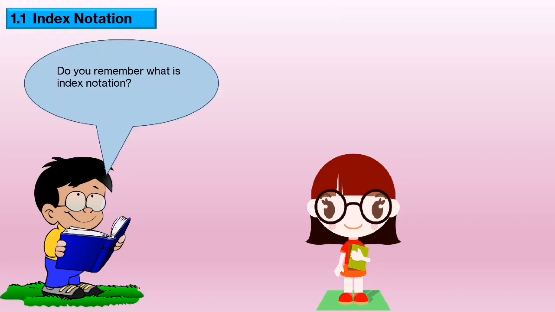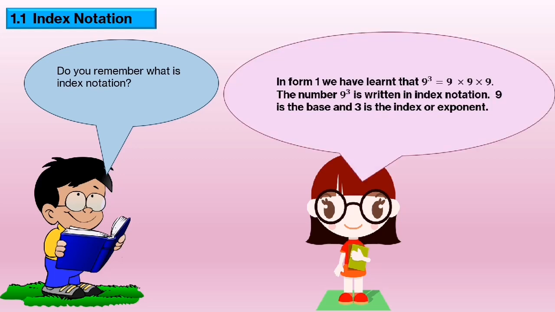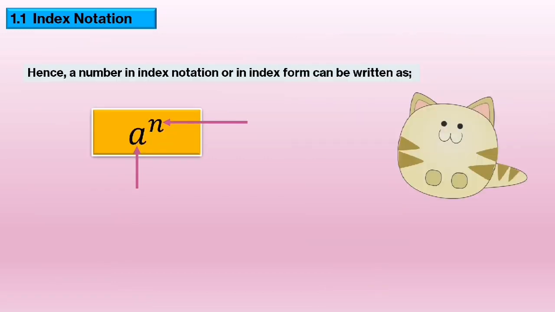Do you remember what is index notation? In Form 1, we have learned that 9 power of 3 equals 9 times 9 times 9. The number 9 power of 3 is written in index notation. 9 is the base and 3 is the index or exponent. Hence, a number in index notation or index form can be written as a power of n. a is the base and n is the index.